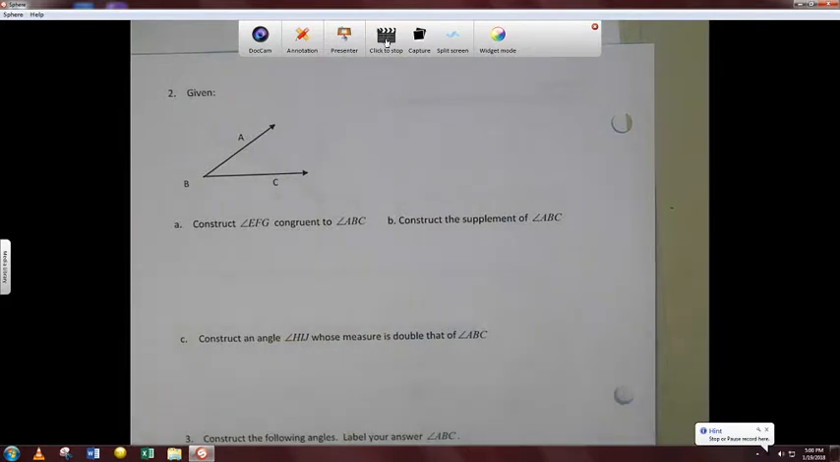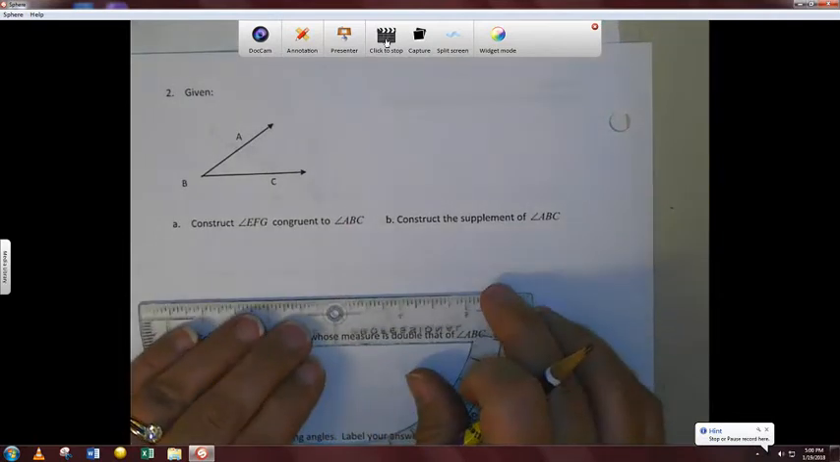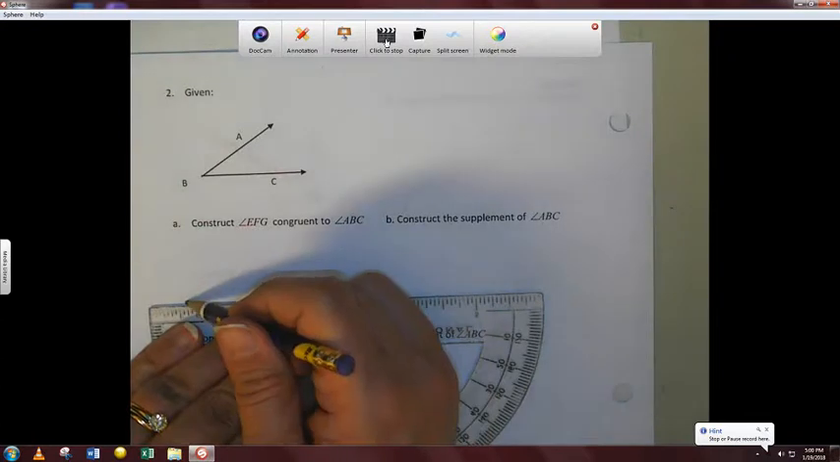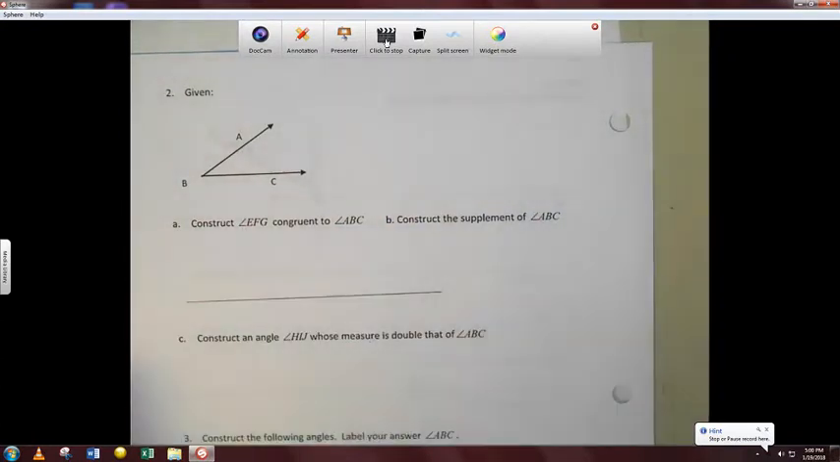Alright, now I want to construct angle EFG congruent to angle ABC. So I'm going to draw a working line and then copy the angle.